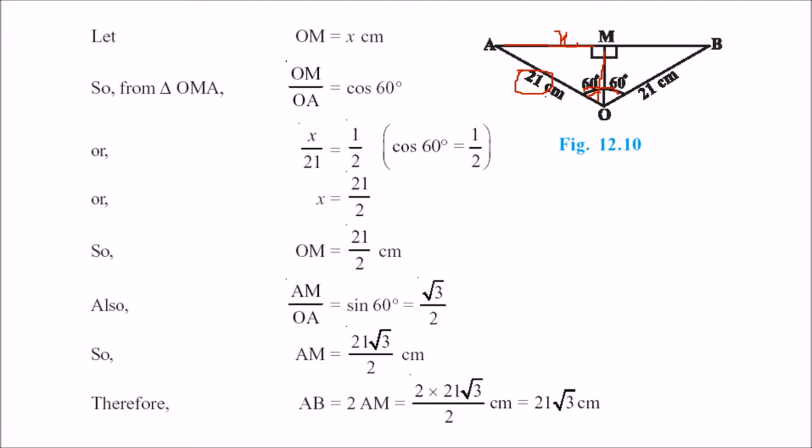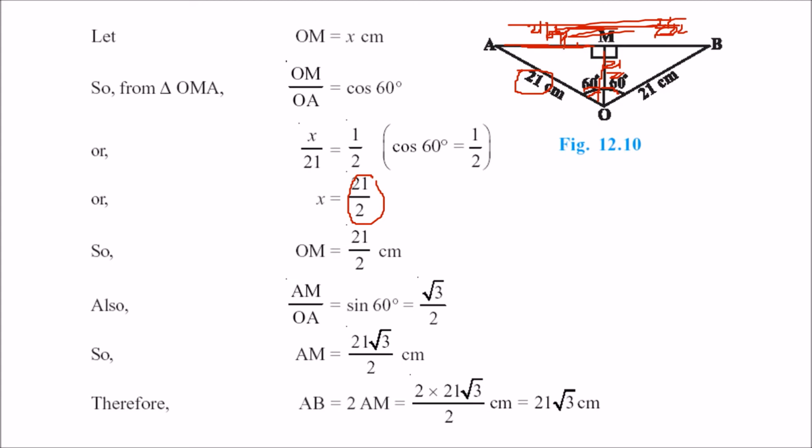So x by 21 is half. So x becomes 21 by 2. This is 21 by 2, this is 21 by 2. Both become 21. Right? Again, if you want to find out this side, no worry about that. OM is 21 by 2. I'm so sorry, this is not 21. We have to find out this.